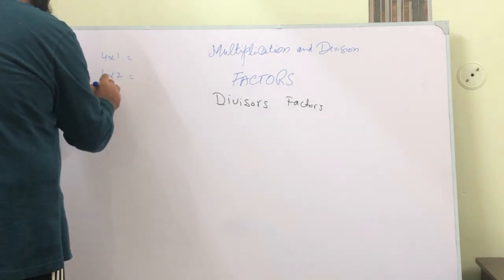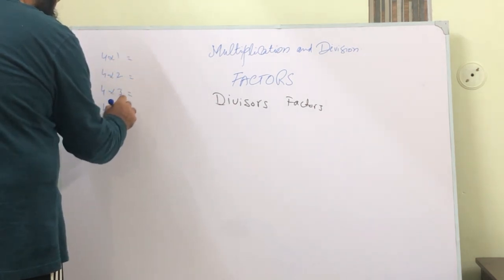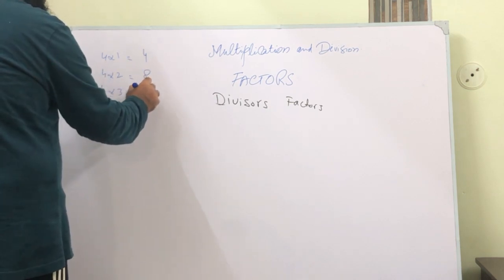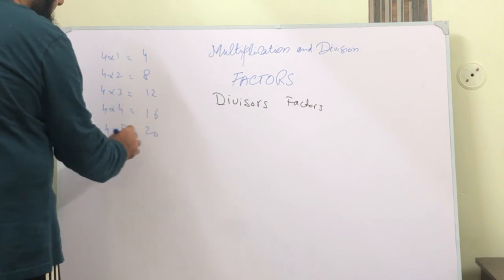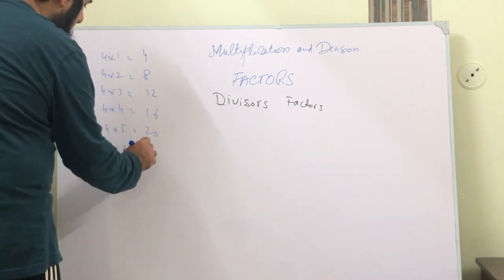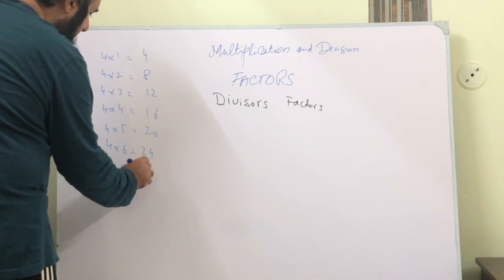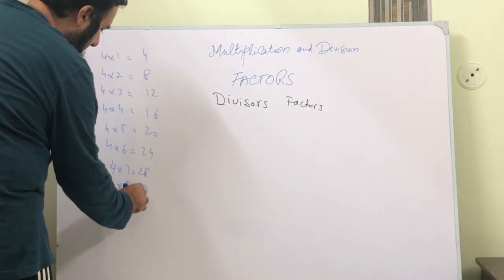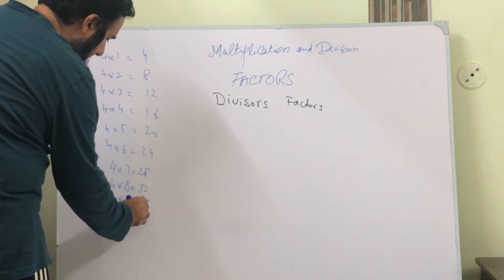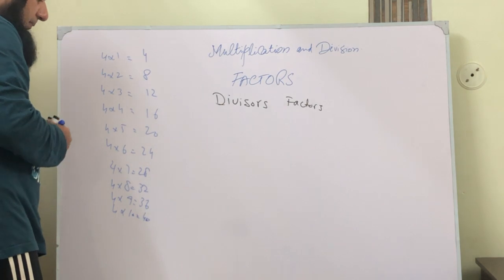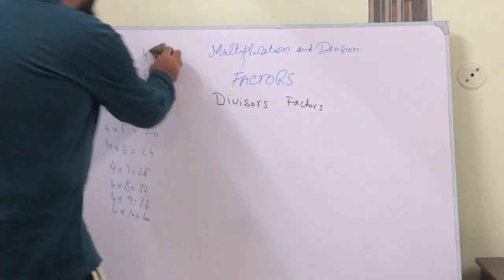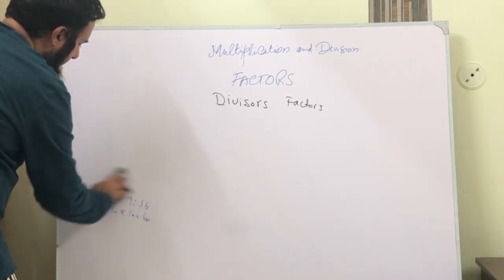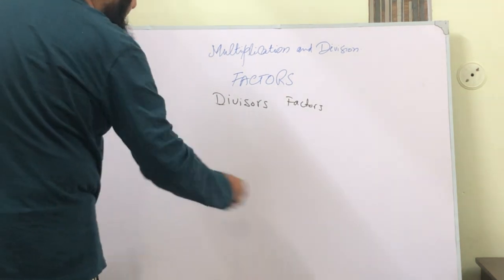4 ones are 4, 4 twos are 8, 4 threes are 12, 4 fours are 16, 4 fives are 20. Here the difference is 4: 4, 8, 12, 16, 20. Then we have 24, 4 sevens are 28, 4 eights are 32, 4 nines are 36, and 4 tens are 40. So in this way, continue up till 10. The table of 5 is very easy because it has a difference of 5.